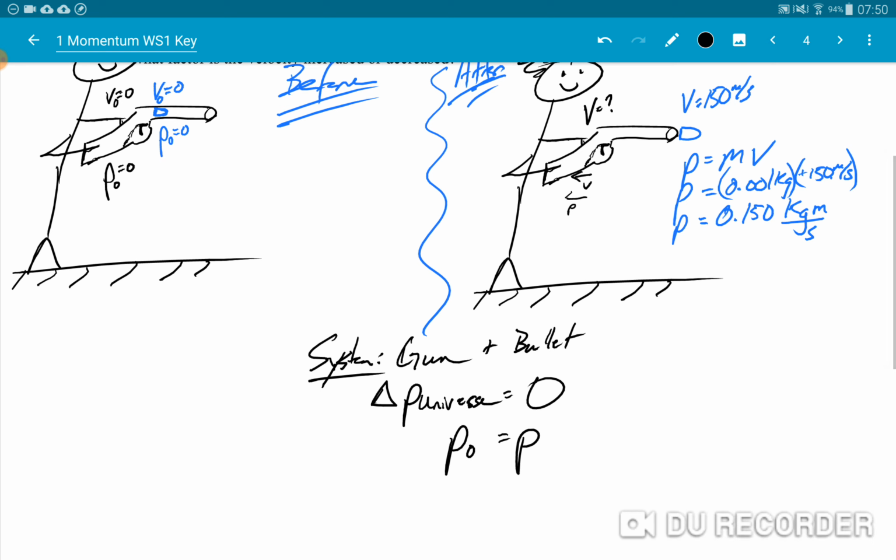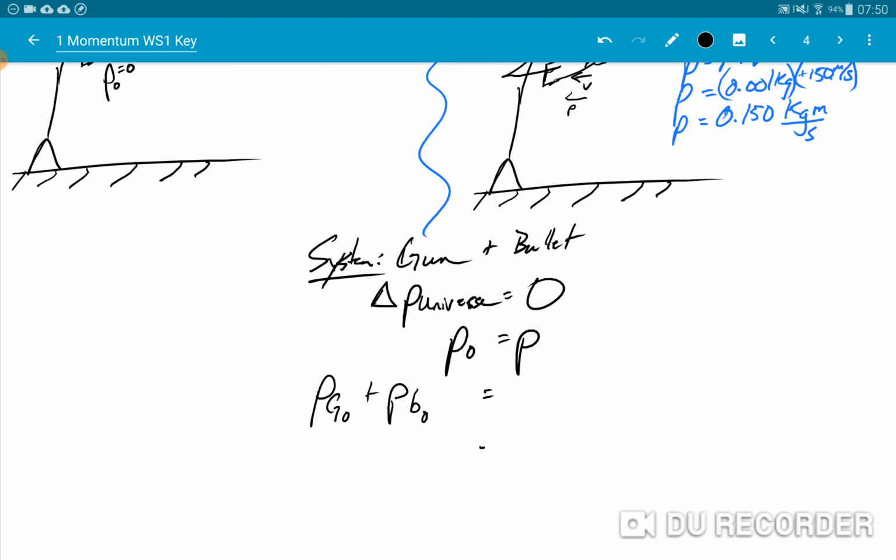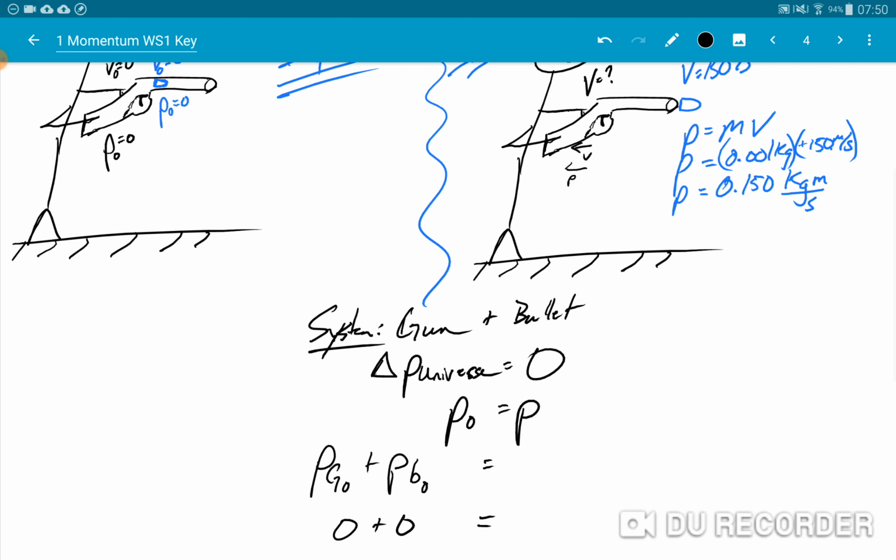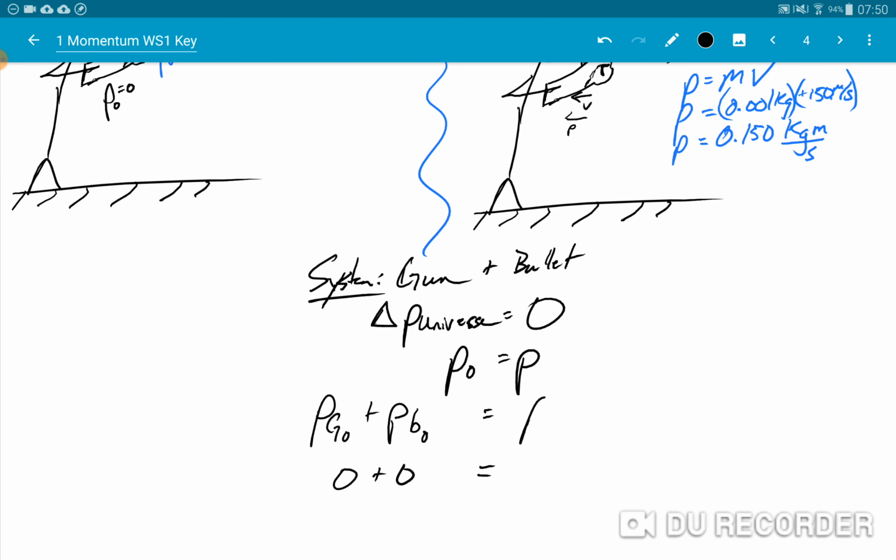meaning that the momentum beforehand must be equal to the momentum afterwards. And we already saw that the momentum beforehand was just the momentum of that gun beforehand plus the momentum of that bullet beforehand, and both of those were 0. Okay, so then the momentum beforehand must be equal to the momentum afterwards. The momentum afterwards, what's that? Well, it's the momentum of that gun afterwards plus the momentum of that bullet afterwards.